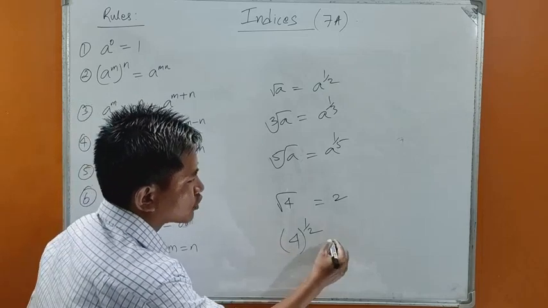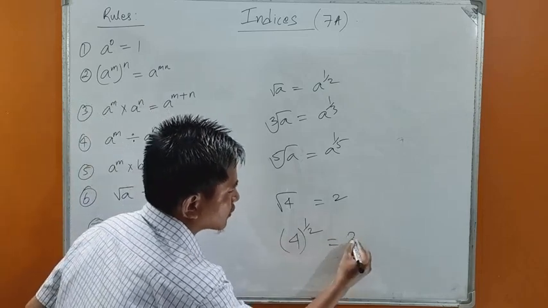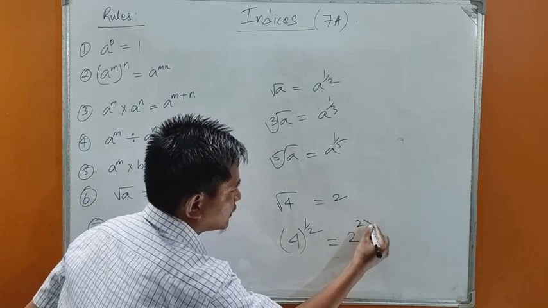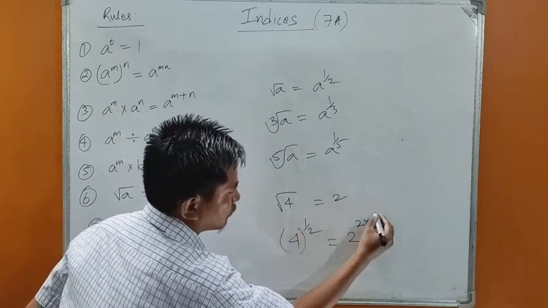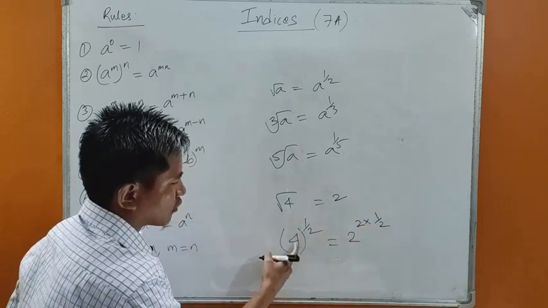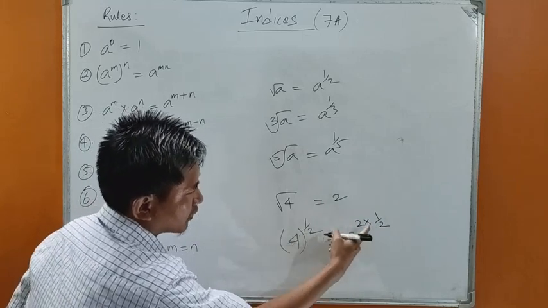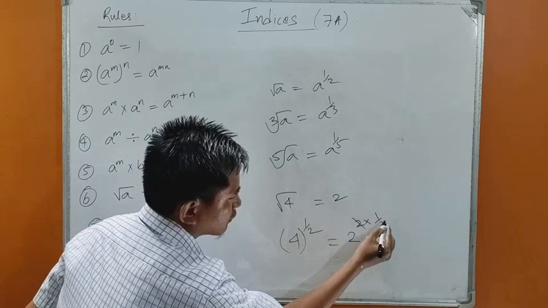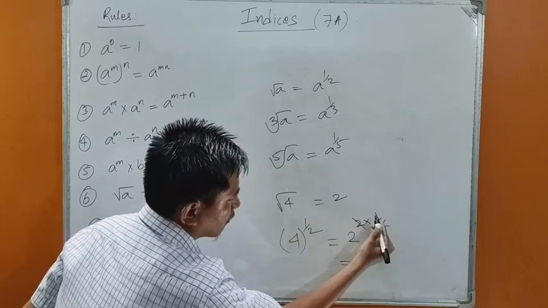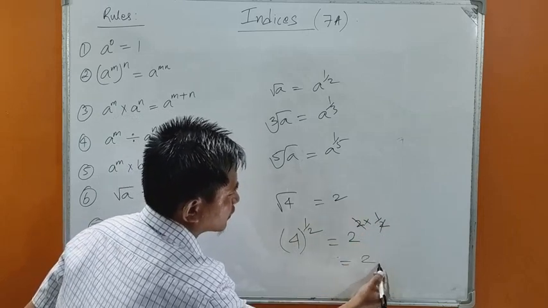Now 4 means 2 square. So 4 means 2 square. This is 2 squared into 1 upon 2, isn't it? 4 can be written as 2 square, 2 to the 4, and this 1 upon 2 is already here, 1 upon 2. So 2 and 2 cancel out, and we get 2 to the power 1. 2 to the power 1 means 2, isn't it?